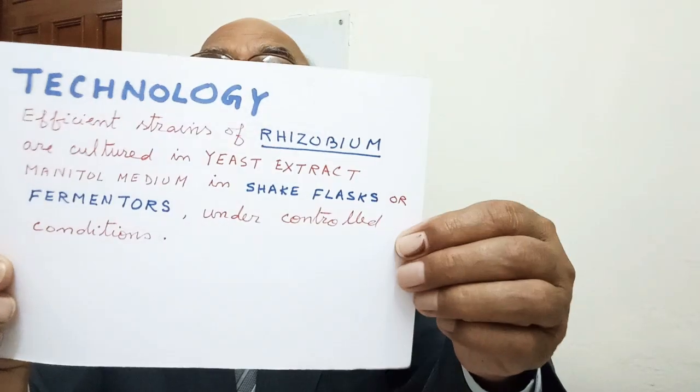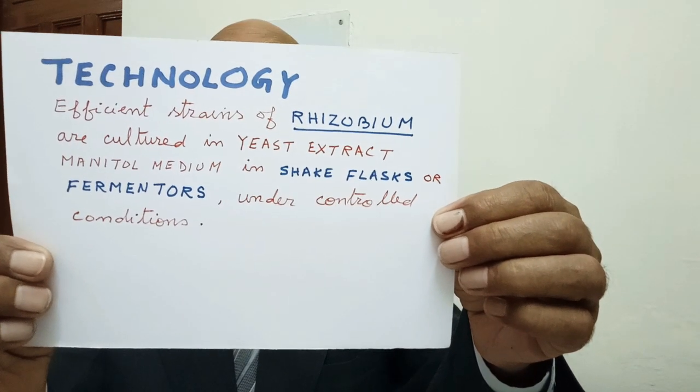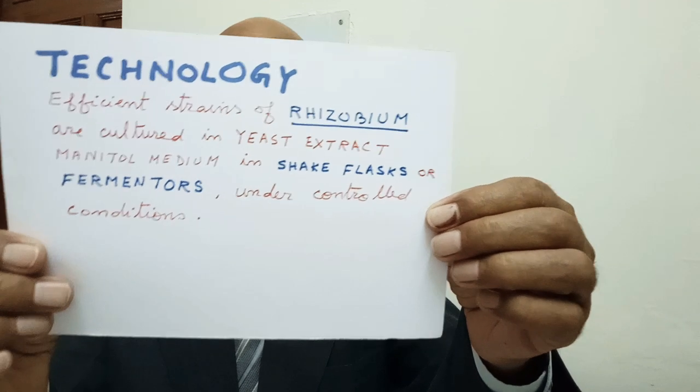What is the technology to grow rhizobium or culture them on the commercial scale? Efficient strains of rhizobium are cultured in yeast extract mannitol medium in shake flask or fermenters under controlled conditions. So they could be grown in the fermenter or in the shake flask for the commercial growth or for distribution to the farmers.